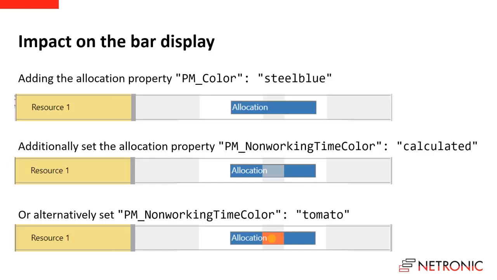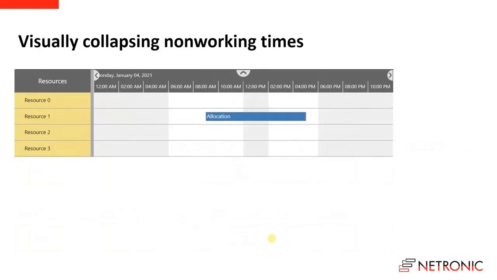As great as the display of the non-working times may be, sometimes it's very annoying. And for this reason, there is a possibility to visually collapse the non-working times. As we can see here, we have a small Gantt chart with 4 resources, and we see at the moment one day, Monday, the 4th of January, and we have here the case where all resources are using the same calendar, so they have the same non-working and the same working times.